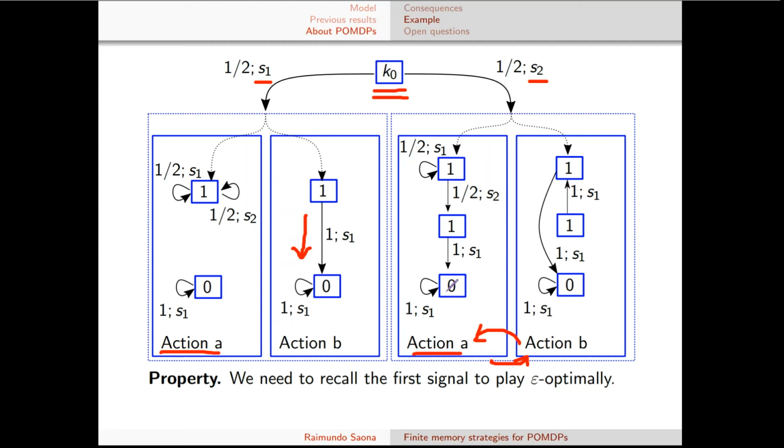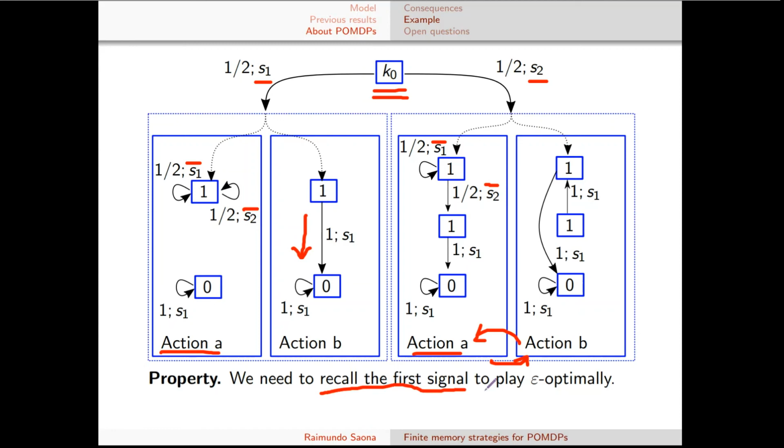Let me argue that we need to remember the initial signal to play epsilon optimally in this POMDP. After the first signal, in each of the subgames, we can get an arbitrarily long sequence of actions and signals A, S1, A, S1. Then, upon receiving signal S2, an incorrect action will make us obtain a final reward of 0. The only way to know the correct action is to remember the initial signal. Therefore, since the value of this POMDP is 1, we need to remember the initial signal to approximate this value.